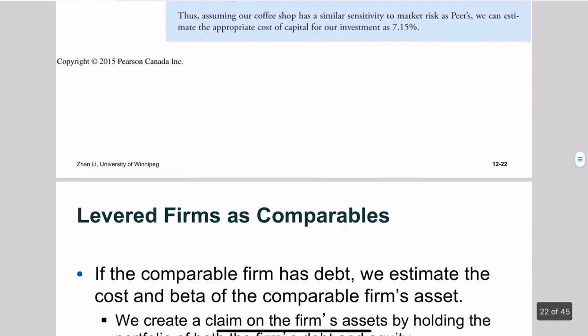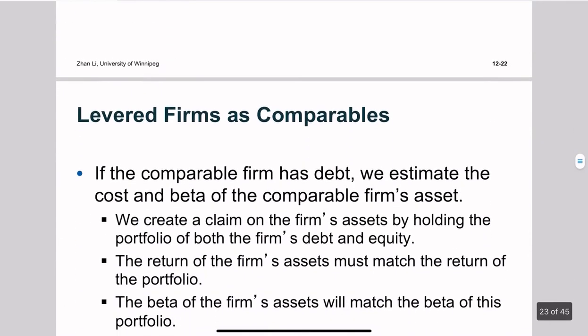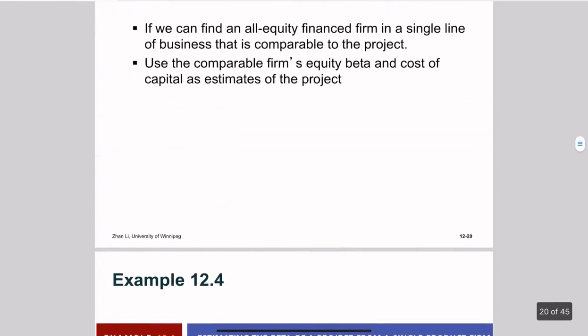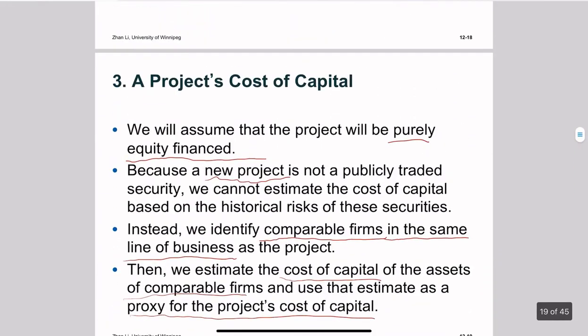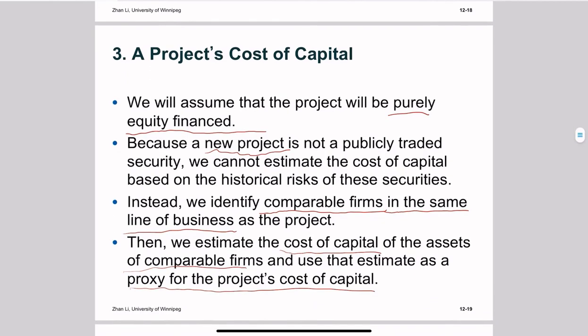So we basically started this part on estimating cost of capital for a project. And the basic approach here is we're using comparables, right? So the rationale here is you're thinking about estimating cost of capital for your new project, but your project is not a publicly traded firm. So it's actually pretty hard for you to get some data from your project.